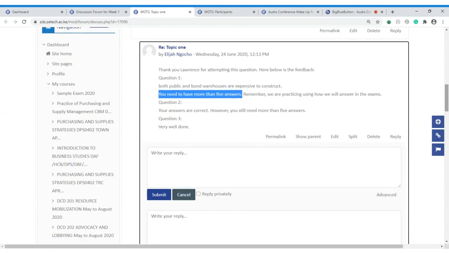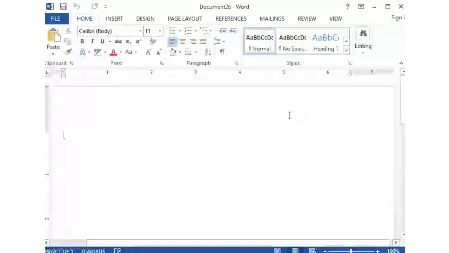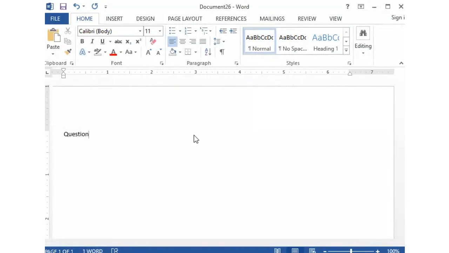Let me illustrate that very quickly. If you look at my screen right now, you will see a blank Word document. I will post a question here where I will say: discuss 5 benefits of a warehouse. Now, what you are expected, and I keep saying, is that you need to have a point, a hyphen, and then an explanation.